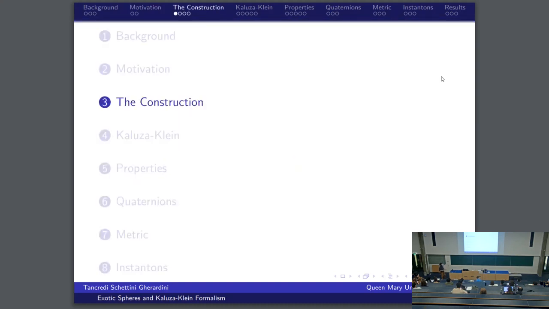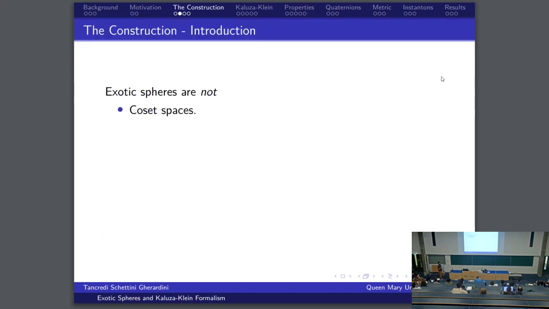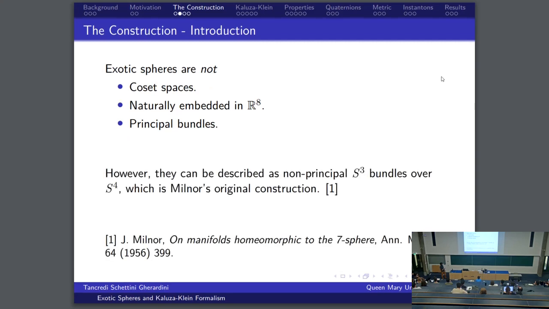Now let's see what they look like in practice. I'll first tell you what they are not. Exotic spheres are not coset spaces, they're not naturally embedded in R8, and they're not principal bundles. I'm saying this because in these 3 categories, you have very well-known techniques to construct the metric and study its properties, but this does not apply to exotic spheres. They are quite close to belonging to the 3rd category though. They are bundles, they're non-principal, and this makes things a little bit more complicated, but I'll show you how this still allows for a good formulation of a nice metric on these manifolds.